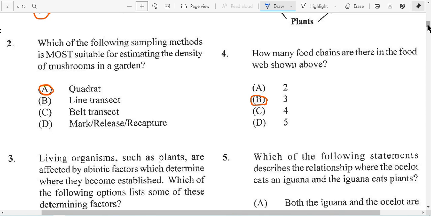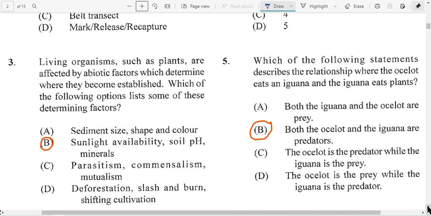And question number 3 reads, the living organisms such as plants are affected by abiotic factors which determine where they become established. Which of the following options lists some of these determining factors? Now please be reminded that an abiotic factor is the non-living component of the environment, and the non-living components of the environment are those that we refer to as physical components, some of which you will be testing as you do geography. We are talking about things like topography, wind speed, pH of soil, temperature, humidity, that type of thing.